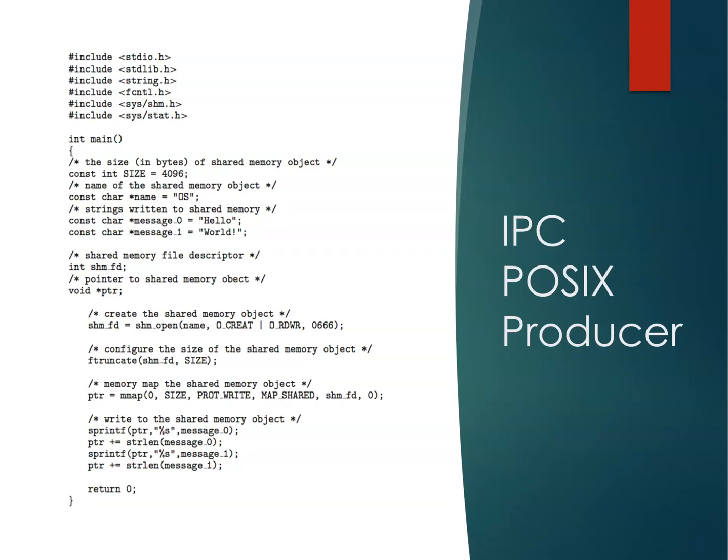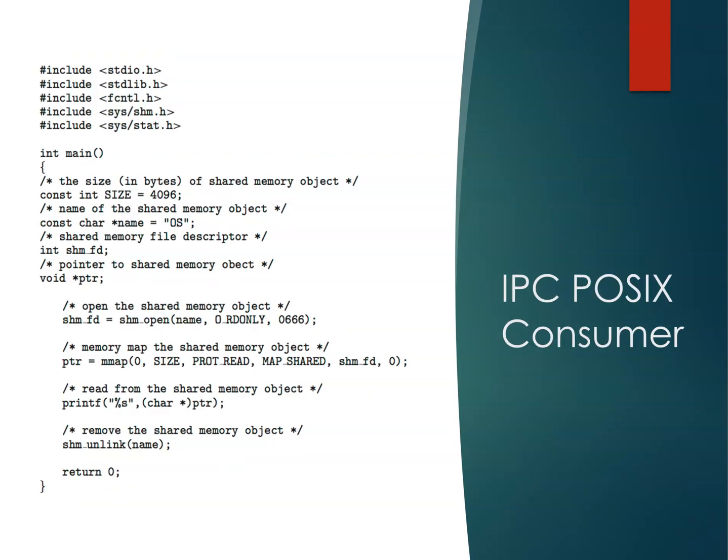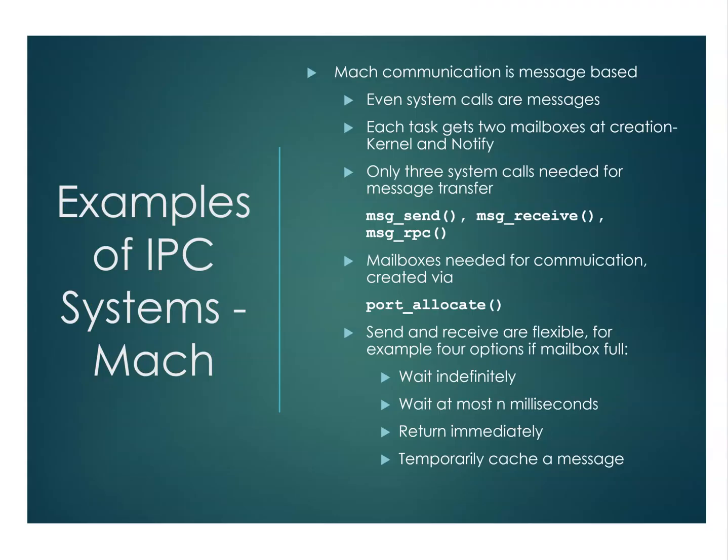So here's the POSIX producer-consumer. We open our shared memory and configure it, and we write to the shared memory, and that is the producer side of it. And the consumer maps the shared memory into its object, and it tries to read from it. Since these are synchronous, you'll stick around till they're both done.